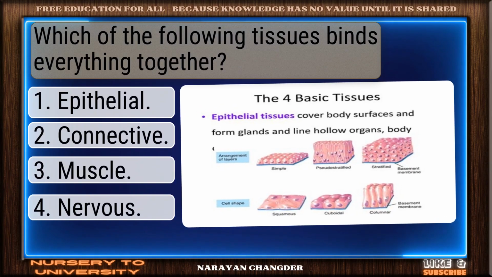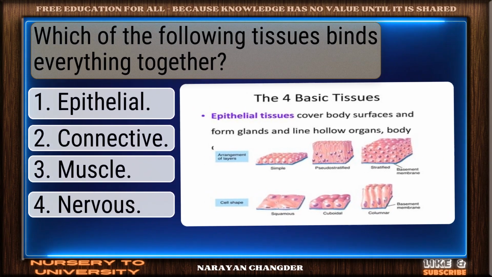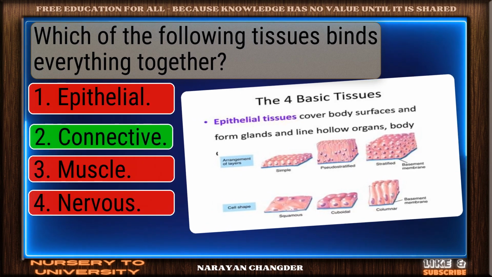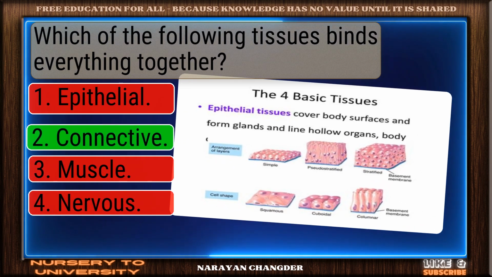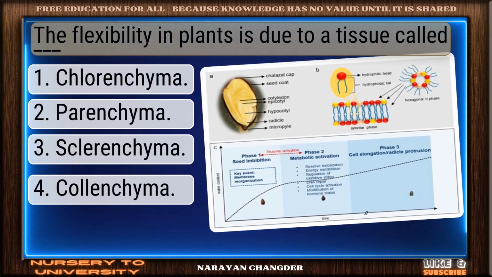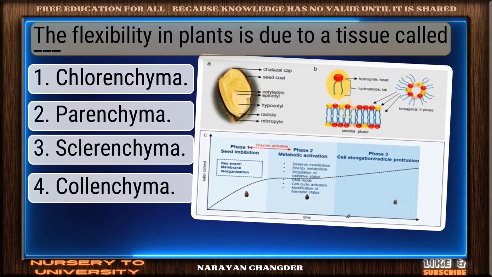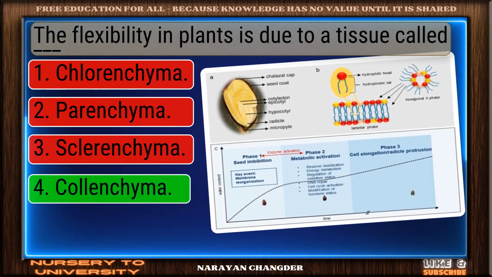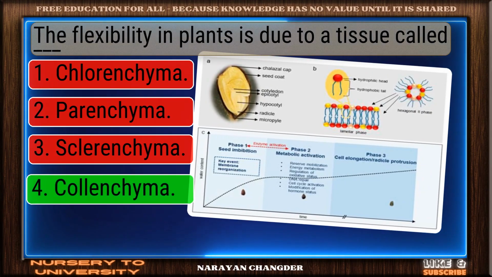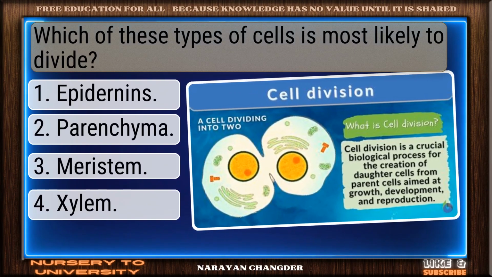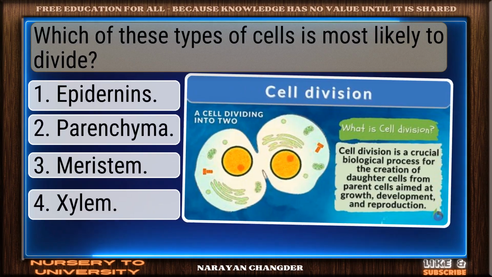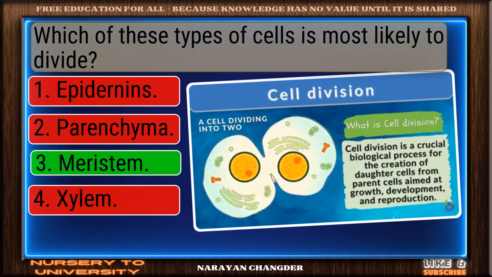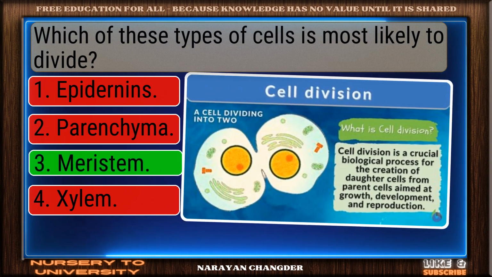Question number 54. Which of the following tissues binds everything together? You chose connective, and it is correct. Question number 55. The flexibility in plants is due to a tissue called dash. Great thinking. Parenchyma is the right choice. Question number 56. Which of these types of cells is most likely to divide? Nice selection. Meristem is the correct and valid answer.